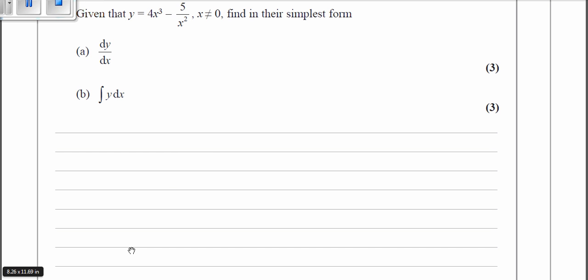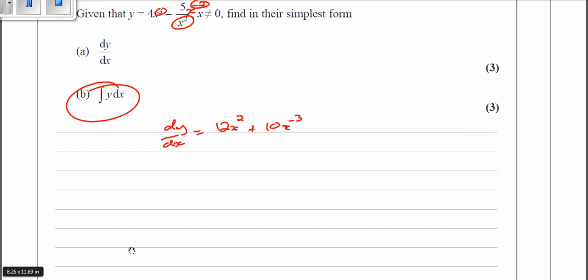The 2015 paper, we've already done the integration part of this question, so let's have a look at the differentiation. And just like before, we can't have x squared on the bottom, so we need to bring it up to the top. It's going to be x to the power of minus 2. Remember, when you bring it up to the top, you make the power negative. So you're then going to bring the power down and take away 1 from the power. So that 3 down to the bottom is going to be 12x squared. Then bring the minus 2 down to times by minus 5 is going to be plus 10x to the power of minus 3. Don't put the plus c in because that's when we integrate, and this is differentiation.